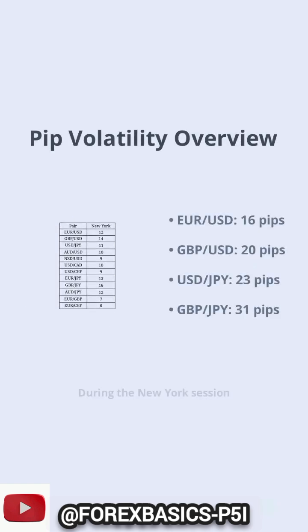During the New York session, pip volatility varies across different currency pairs. For example, EUR/USD averages 16 pips per hour, GBP/USD 20, and USD/JPY 23. Other pairs like AUD/USD and NZD/USD see slightly lower volatility, while pairs like GBP/JPY can reach up to 31 pips per hour. These values are based on historical averages and can fluctuate depending on market conditions and liquidity. Knowing the typical pip ranges helps traders set realistic expectations and manage risk effectively.